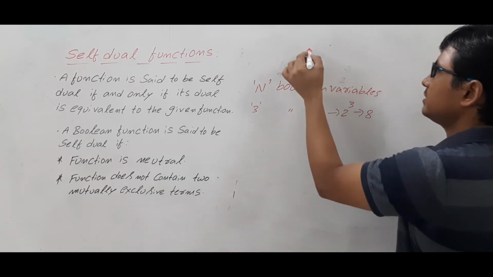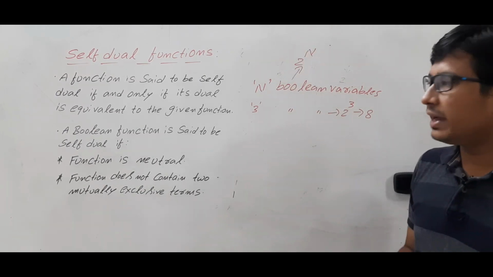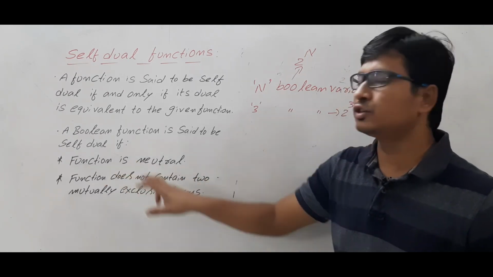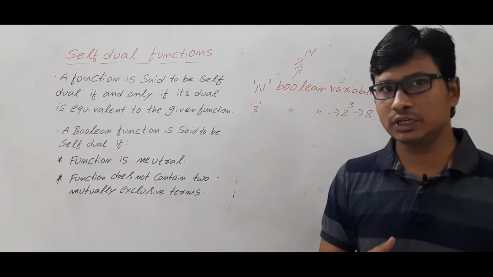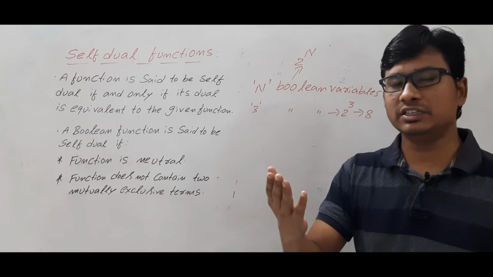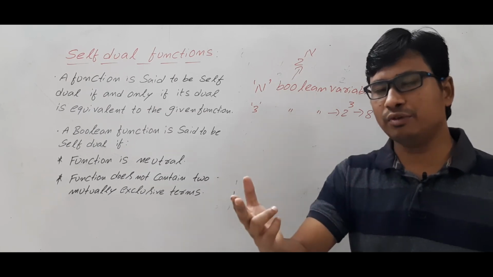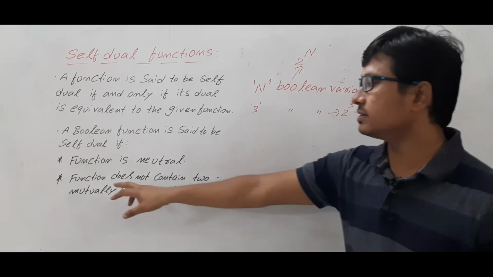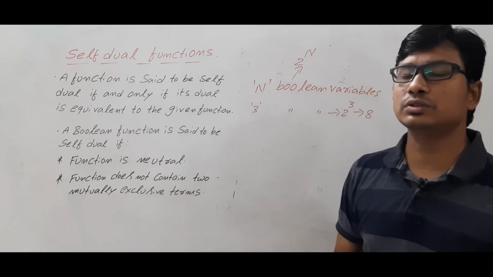If you want, let me write with a capital letter. 2 power n. Now, when it will be self-dual, first thing is it should be neutral. What is meant by neutral? The number of min terms is equal to number of max terms. Am I right or wrong? Or the function will produce the output 1 or 0. The number of ones should be equal to number of zeros. And another thing is that the function does not contain two mutually exclusive terms.